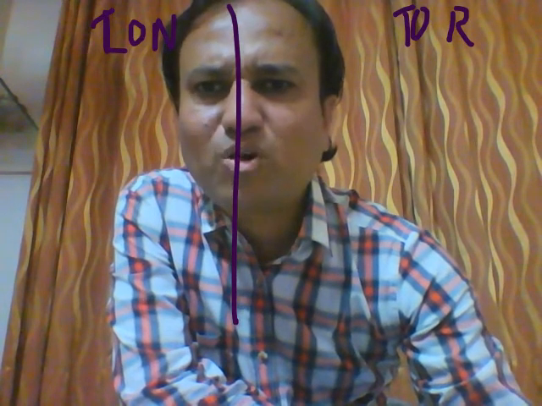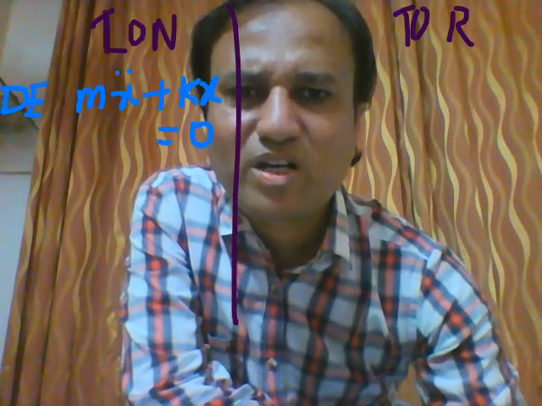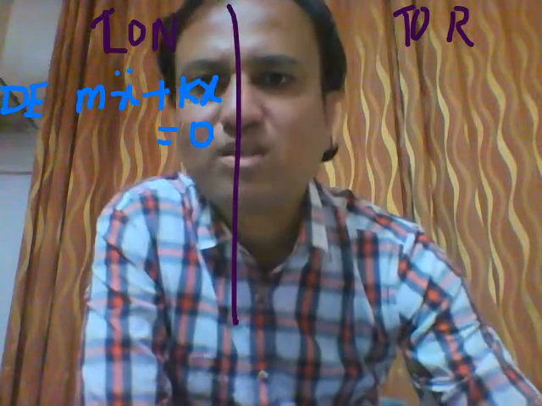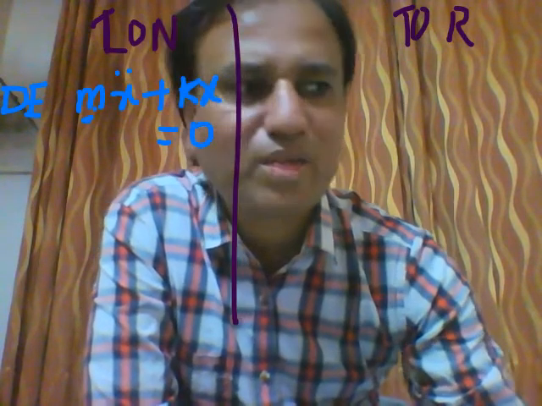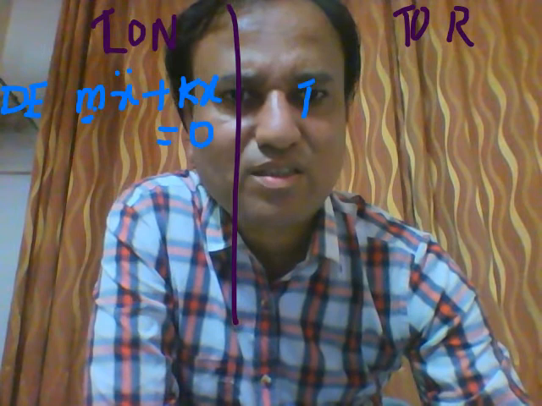So same for longitudinal vibration, student, m x double dot plus k x is equal to 0. So the differential equation or system equation, m x double dot plus k x is equal to 0. We already discussed. So for torsional vibration, this m will be replaced by I, student, x double dot.